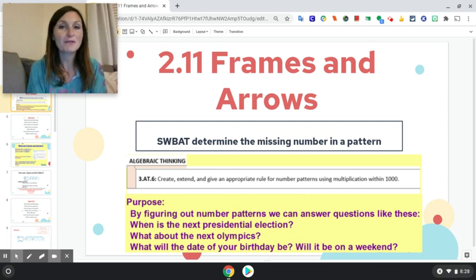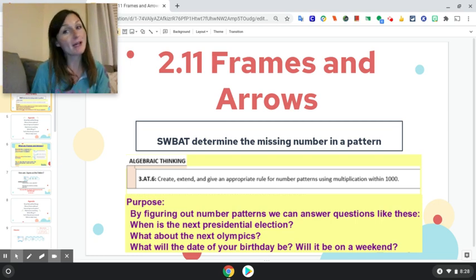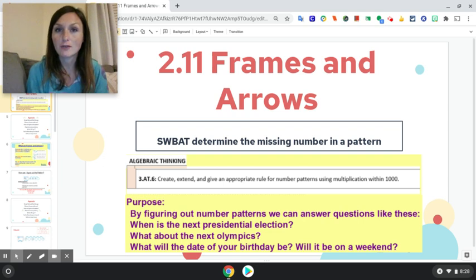All right, for today we're looking at frames and arrows. We're taking a break for a minute from looking at multiplying and dividing. You are going to maybe see some multiplying and dividing here today, but you're also going to see addition and subtraction, right? That's why we worked on that yesterday in our Google Meet.